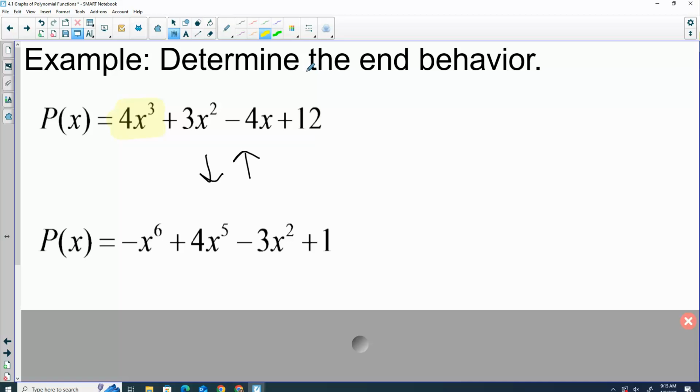What is the leading term on this one? Okay, so x to the 6th, what does that tell me? Right. Looks like a parabola, and the negative in front makes them both point down. So our end behavior is down, down.